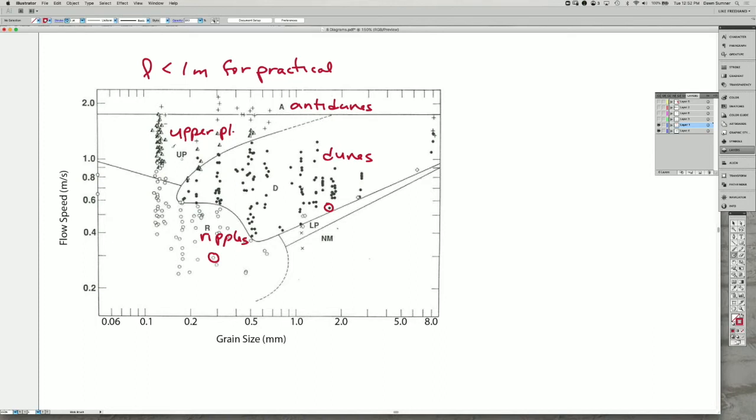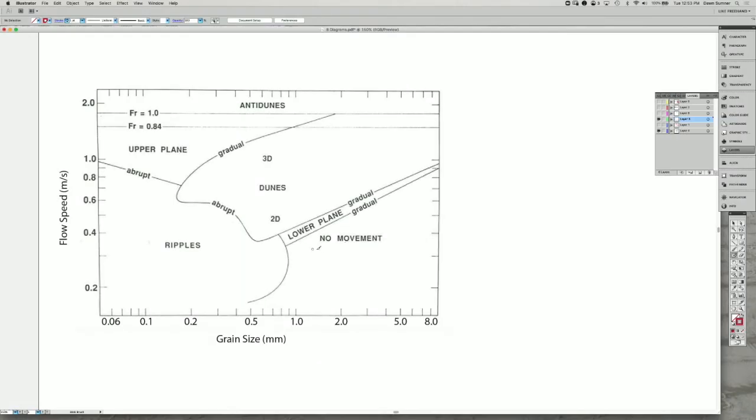Okay. And you'll notice that sometimes there are experiments that don't quite follow the lines that are drawn. The lines are drawn sort of generally between the fields. Okay, and then down here there's a set of conditions with no movement or motion of the grains. And then there's this zone in here in coarse material which is called lower planar. Okay. So we can take a look at this diagram. There are several interesting things about it.